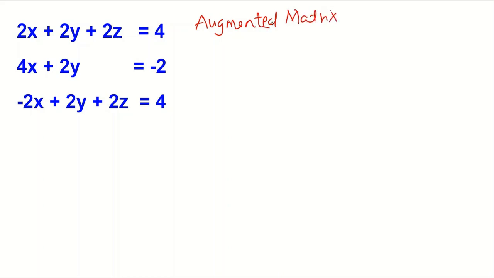So with the augmented matrix, we can write it as the coefficient of x in the first equation is 2, and then the second equation is 4, in the third equation is minus 2. The coefficient of y in the first equation is 2, in the second equation is 2, in the third equation is 2. The coefficient of z in the first equation is 2, in the second equation is 0, in the third equation is 2. And then we bring our constant terms. So 4, and we have minus 2, 4.